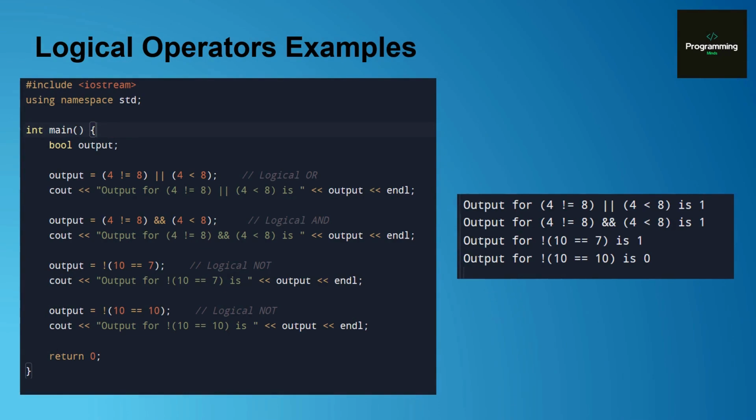Let's take a look at logical operators. In this we have seen that logical OR, logical AND and logical NOT conditions are given in the code, and the output for that is given on the right-hand side. So you can see when the comparison happens, it will just give you true or false depending on the condition.